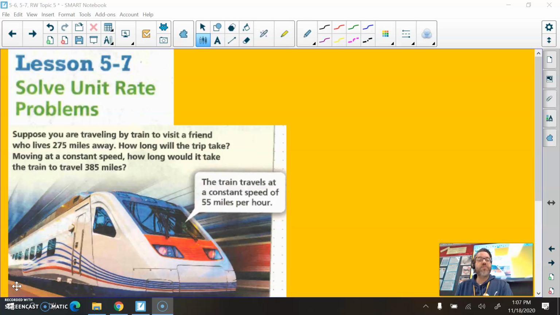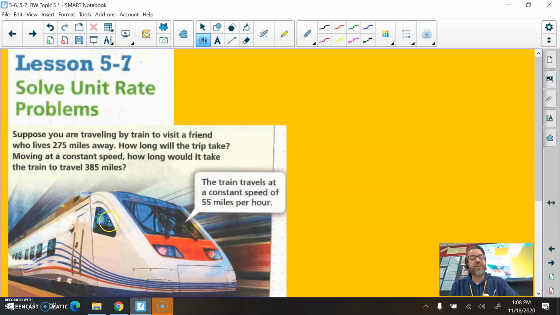All right, so suppose you are traveling by train to visit a friend who lives 275 miles away. How long will the trip take? Well, let's say you're moving at a constant speed. Now, a constant speed means that the speed never changes. Whatever its speed is, it remains that same speed at all times.